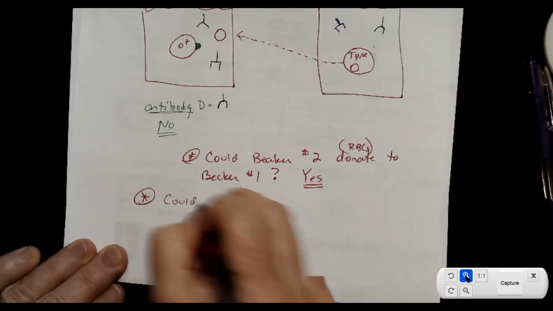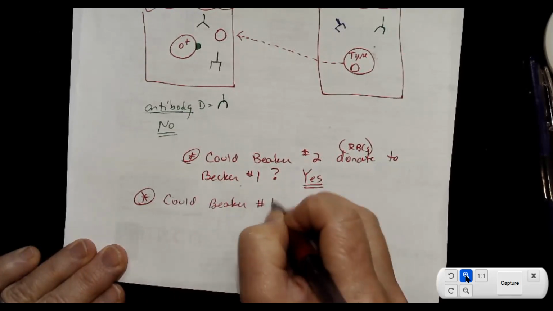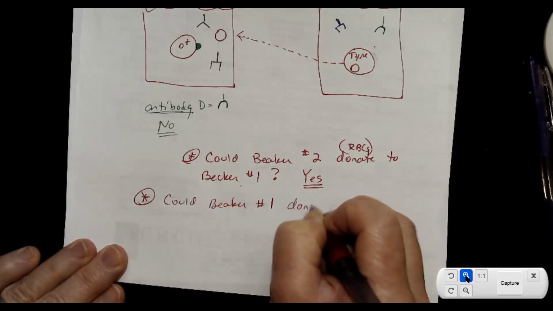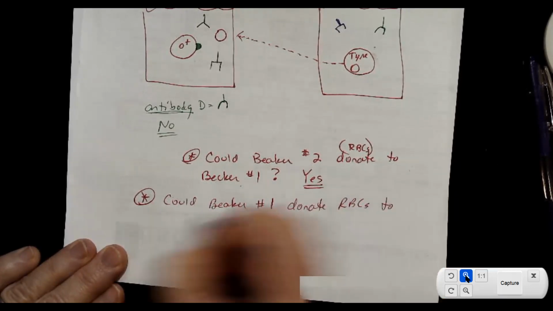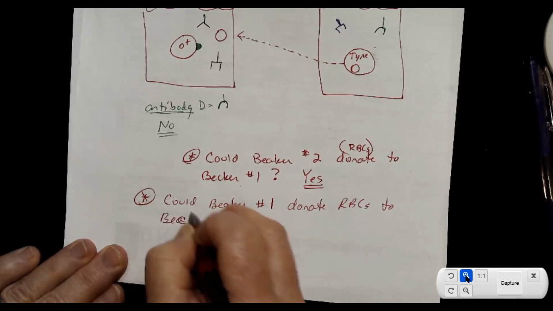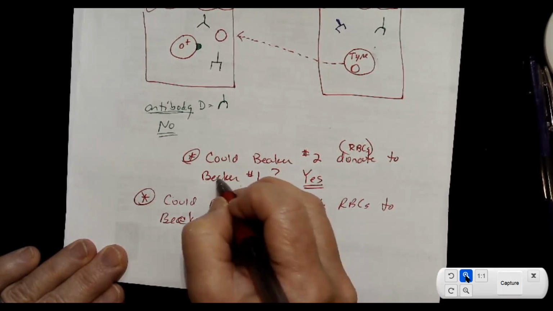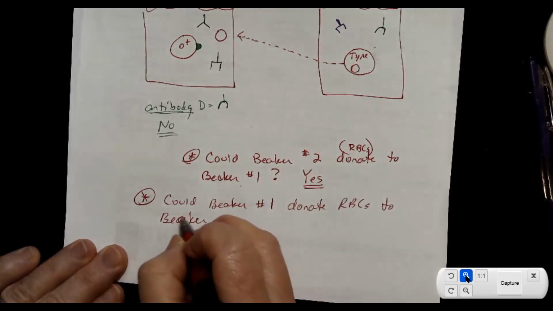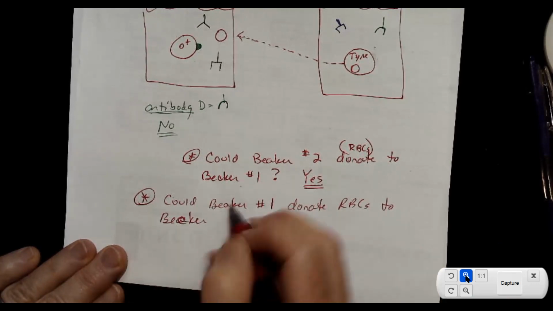Could beaker number 1 donate red blood cells to beaker number 2? How do you spell beaker? Gosh, I misspelled it a lot, sorry. Could beaker number 1 donate red blood cells to beaker number 2?